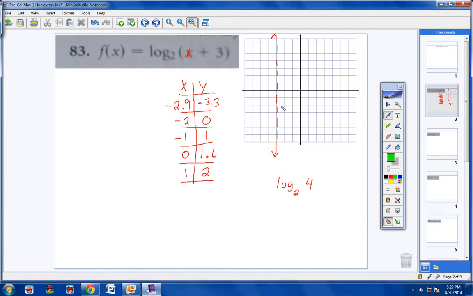Negative 2.9 is negative 3.3. Negative 2 is 0. Negative 1 would be 1, 0 is 1.6, and 1 would be 2. So we're getting our standard curve here for this graph, looking something like this. Okay? Alright, moving on to number 85.